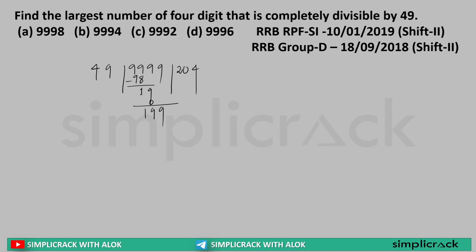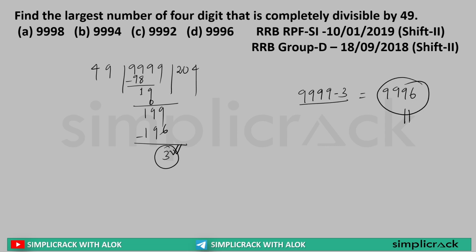Sir, 49 fours: 4 nines are 36, 6 and 3 carried, 4 fours are 16 plus 3 is 19. So 199 minus 196 is equal to 3. This means this is the remainder. So if I take 3 out of this, what will I get? 9996. Is this completely divisible by 49? Yes or no?